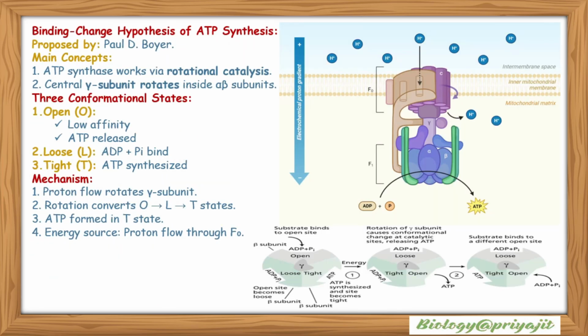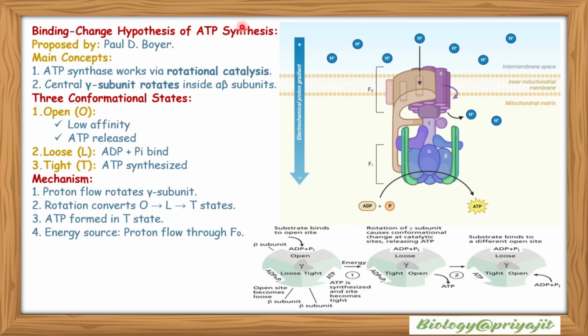The binding change hypothesis of ATP synthesis was proposed by Paul D. Boyer. The main concept is that ATP synthesis occurs via rotational catalysis. The central gamma subunit rotates inside the alpha beta subunits. As the asymmetrical gamma subunit rotates, it forces the three beta subunits in the F1 head through three distinct conformational states: the open state, the loose state and the tight state. In the open state, the subunit has low affinity for nucleotide, allowing newly synthesized ATP to be released and fresh ADP and inorganic phosphate to enter the site.